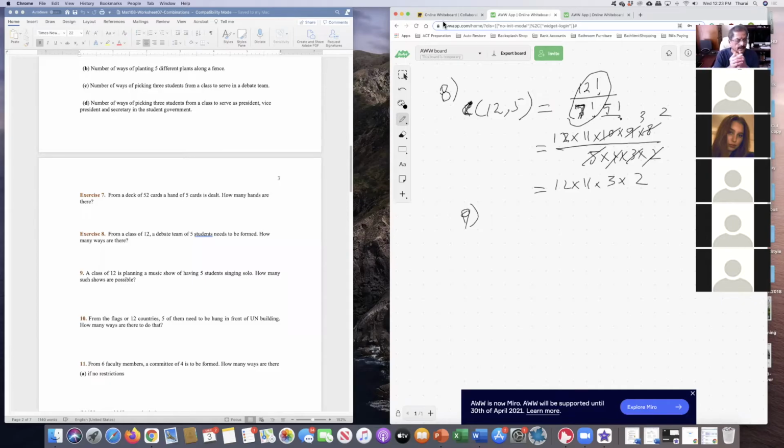Number 9 says a class of 12 is planning a music show of having 5 students singing solo. 5 students are going to go on the stage and sing solo. So the question here is how many such shows are possible? So you have to think about whether order matters or not. So are we counting rearrangements or just groups?